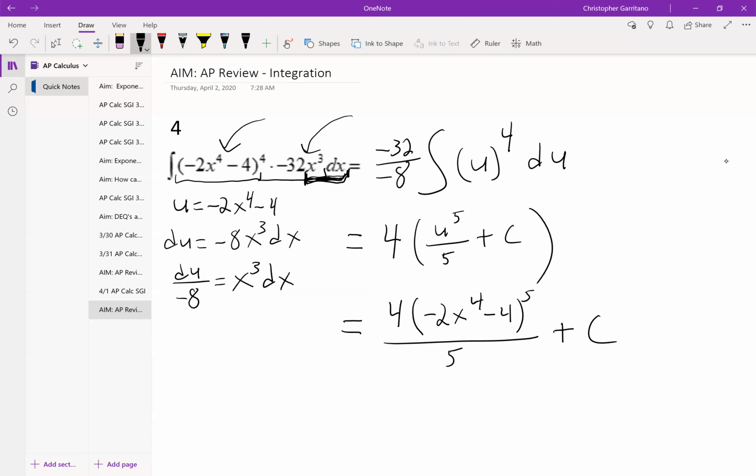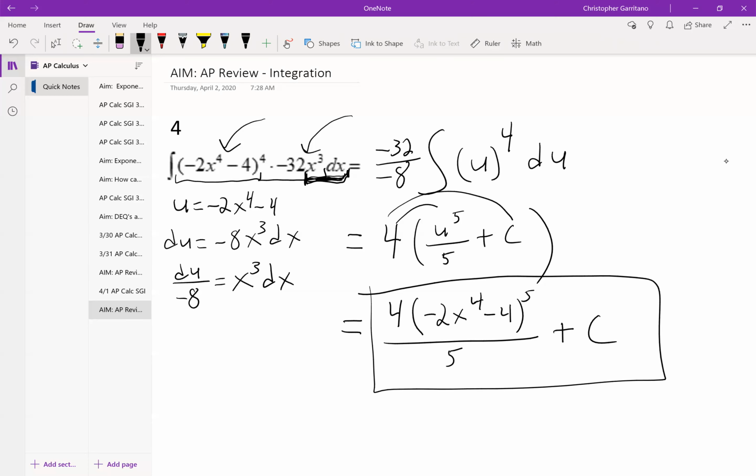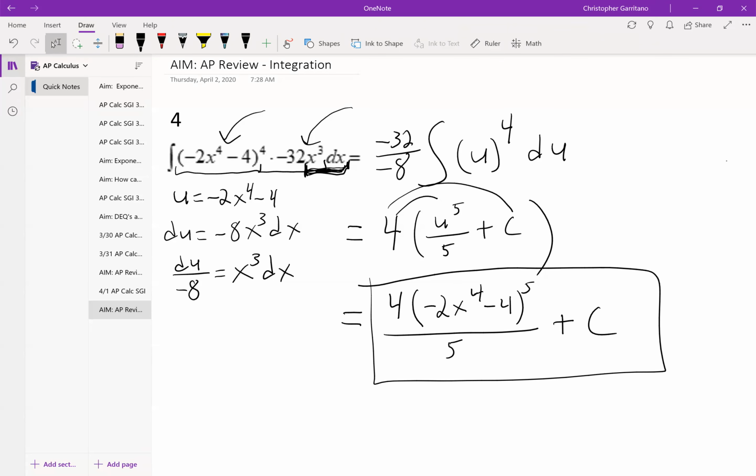Now, I did distribute this 4 to both of these terms, but 4 times a constant is also just a constant, so you can leave it simply as plus c. You could also write it as plus 4c, it's up to you, but it's not incorrect to just write it as plus constant. Boom. And there you have it. That's your final answer. All right, moving on.